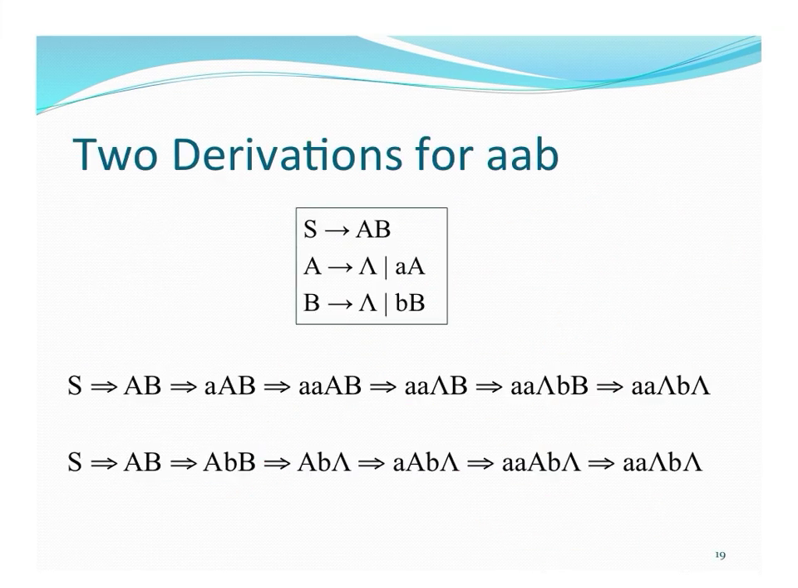Now, I showed you one way to derive AAB, but there are, in fact, other ways you can derive AAB. So, for example, here are two different derivations for AAB. And you can see that they both start out the same, right? We start out with the same first step. But then in this first one, we're kind of doing what I did in my example and expanding the A first. And in the second one, we happen to be expanding the B first.